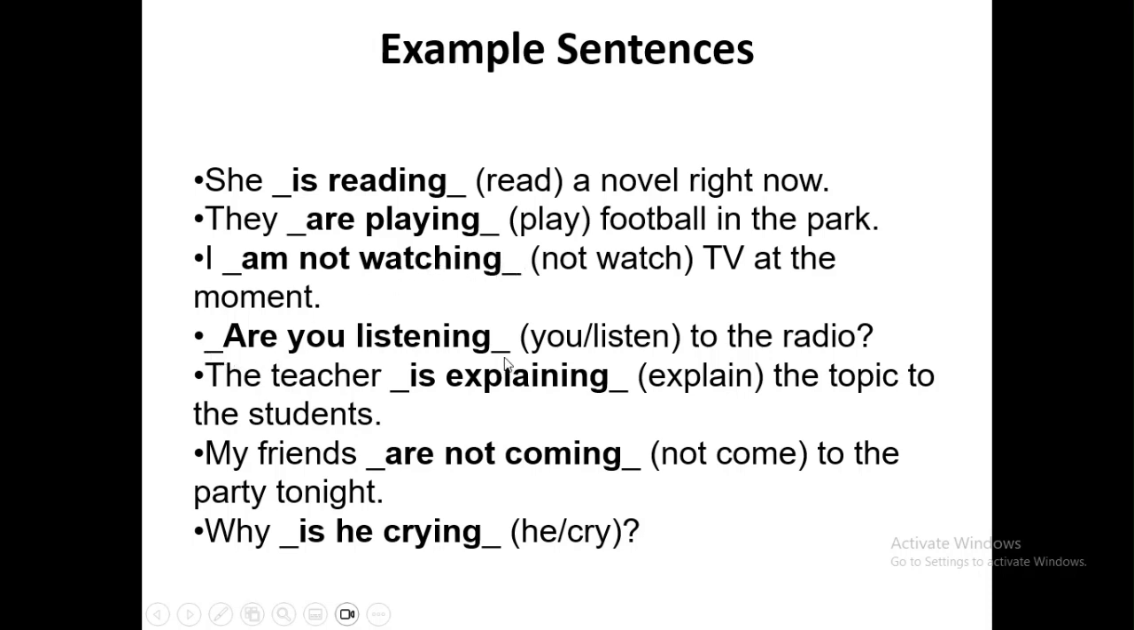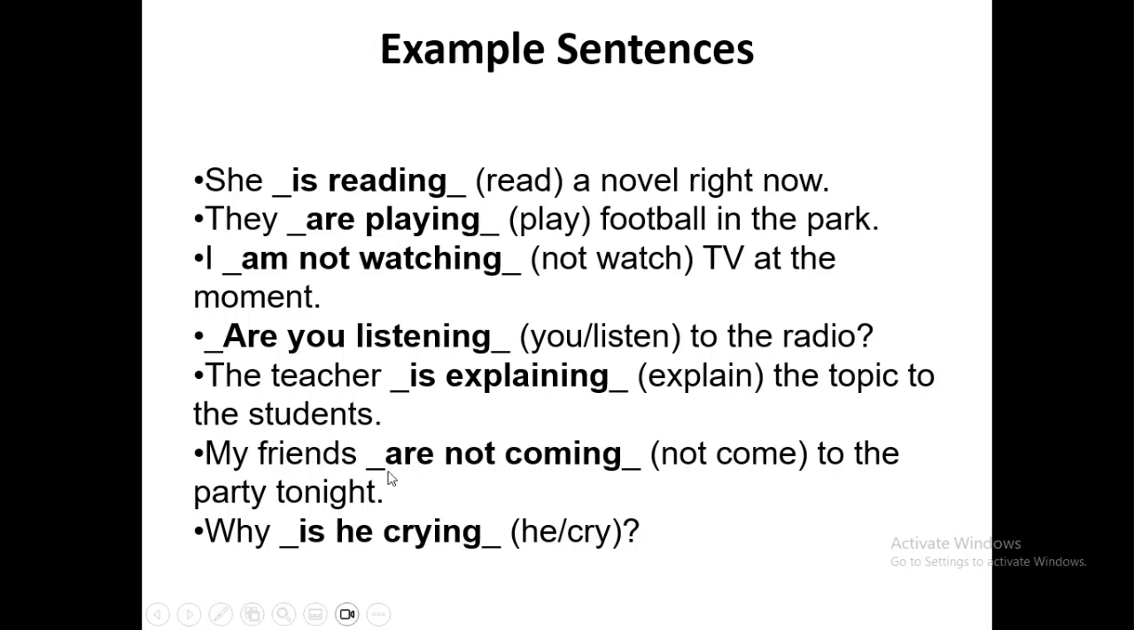Dash to the radio. In the bracket, you listen. Are there? So we have to write: are you listening to the radio? The teacher dash the topic to the students. In the bracket, we find the verb explain. So the right answer is the teacher is explaining the topic to the students.